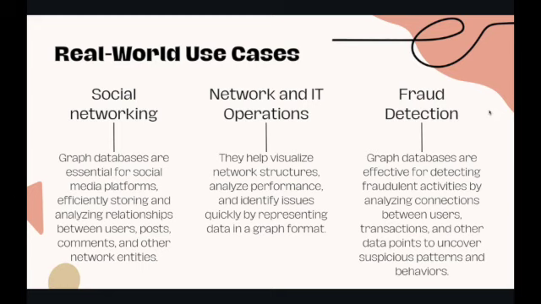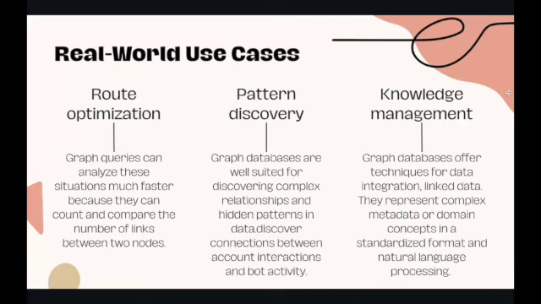We got route optimization, which is quite nice for graphs that are made of nodes and edges. To answer the question of route optimization, you just need to see the shortest path to your destination. So yeah, it's quite useful in route optimization.